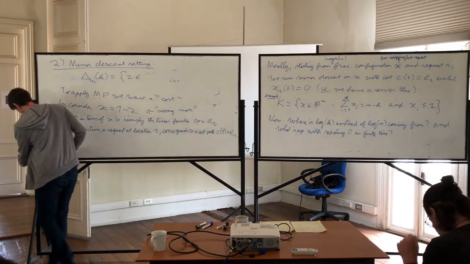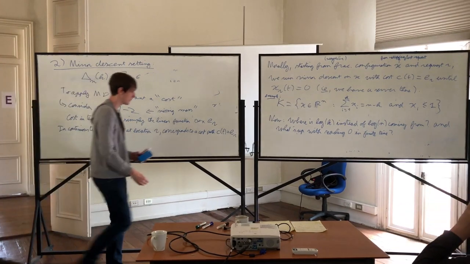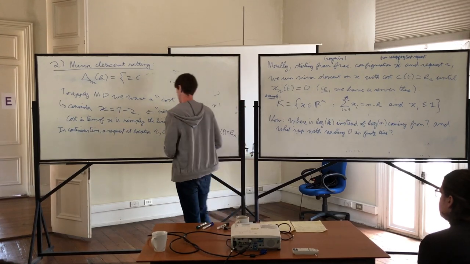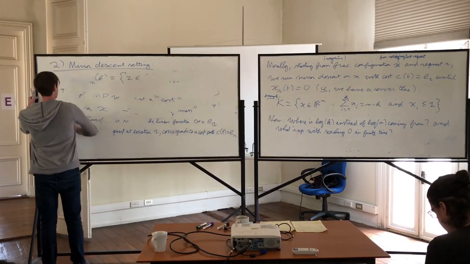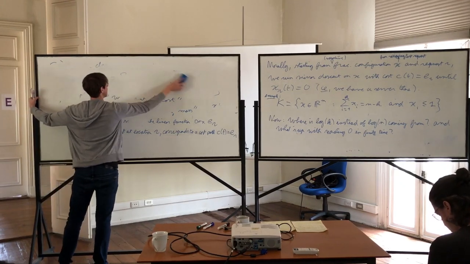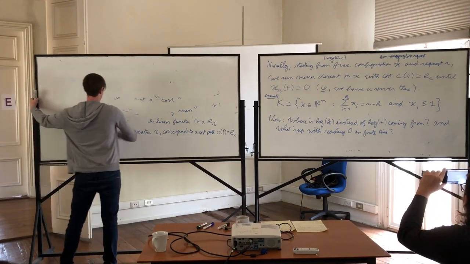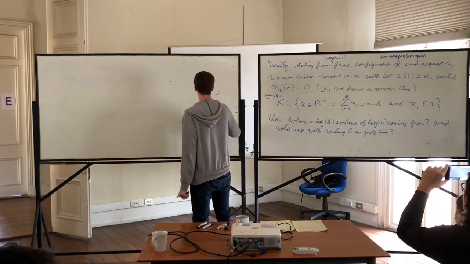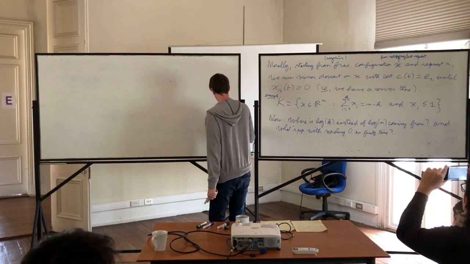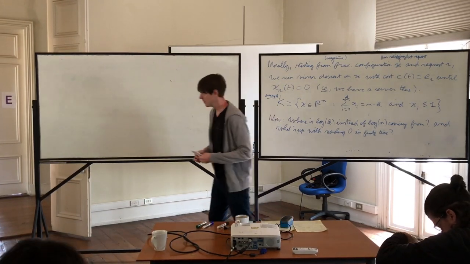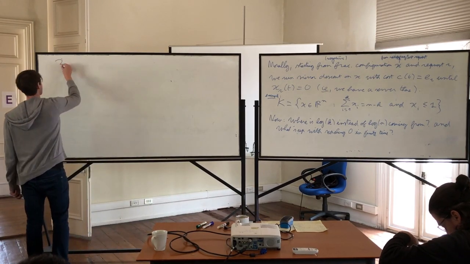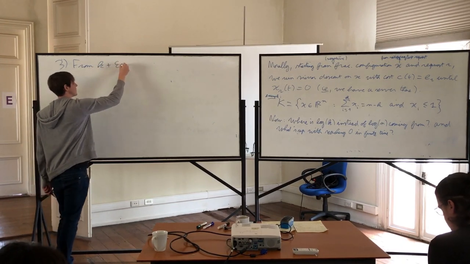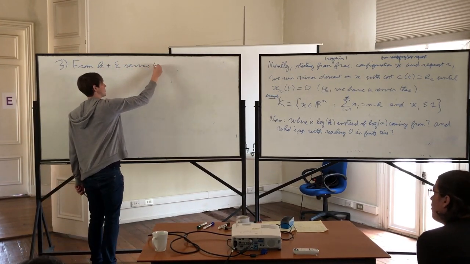What? On the other side. It's the other side. So, this is from k plus epsilon servers to k servers.